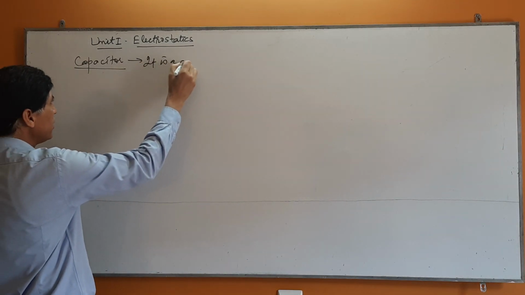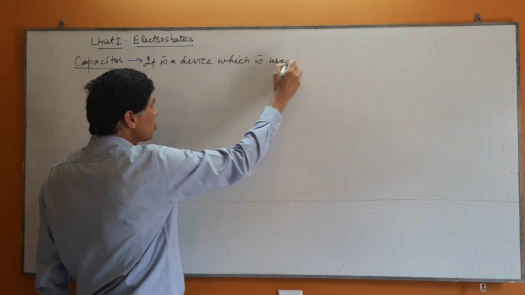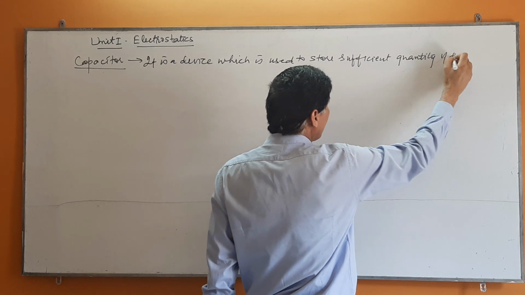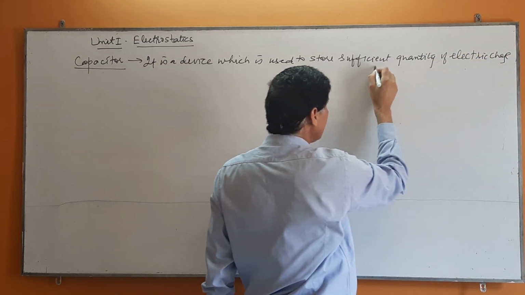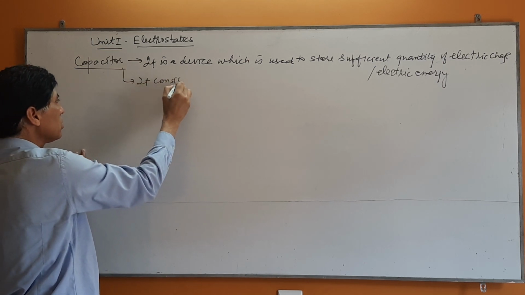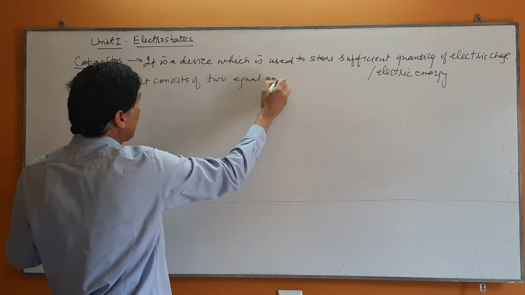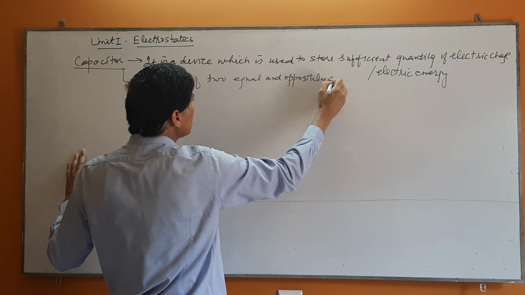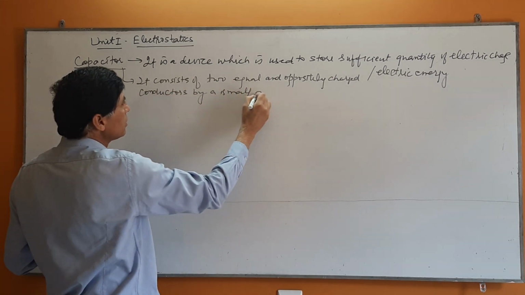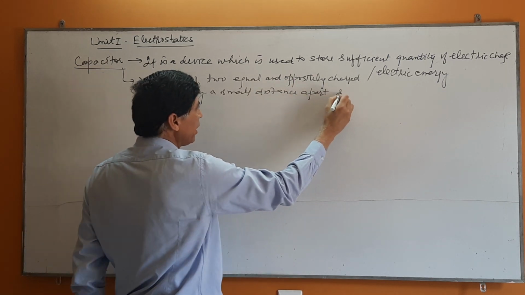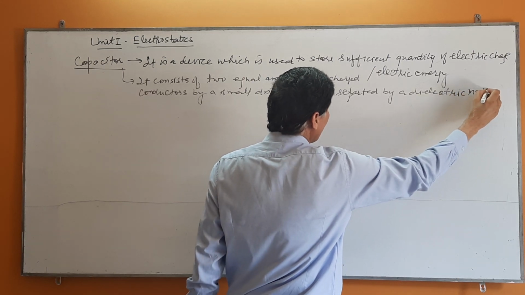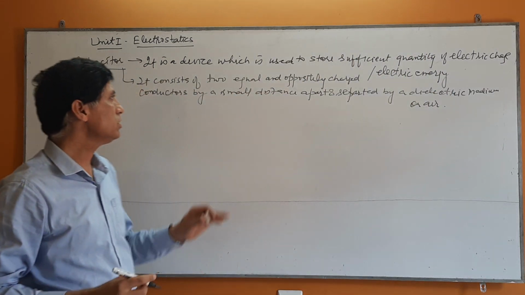Capacitor: it is a device which is used to store a sufficient quantity or amount of electric charge or energy, and it consists of two equal and oppositely charged conductors a small distance apart and separated by a dielectric medium or air. This is a capacitor.